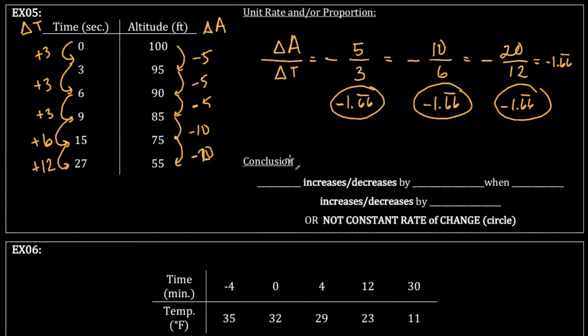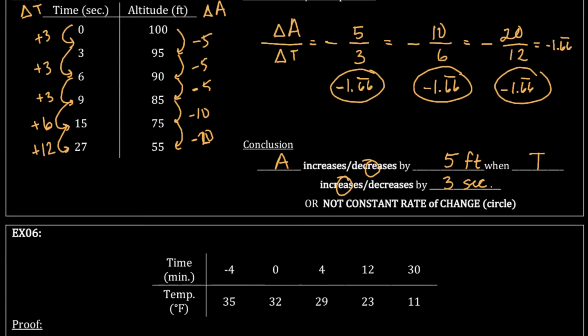So the altitude, I'm just going to put A, decreases by 5. Technically, you should say 5 feet, but I'm not going to harp on you about the units in this lesson. But it decreases by 5 feet when the time increases by 3 seconds. Okay, so let's do one more.